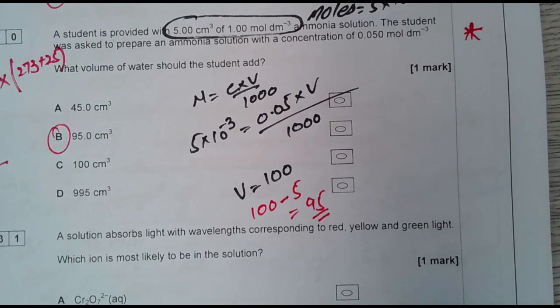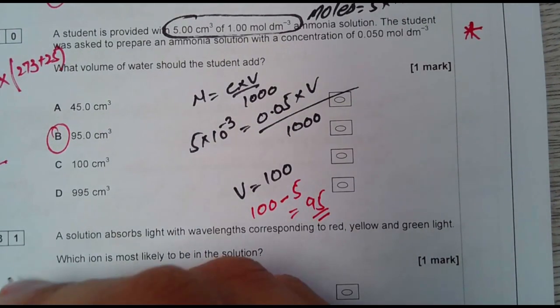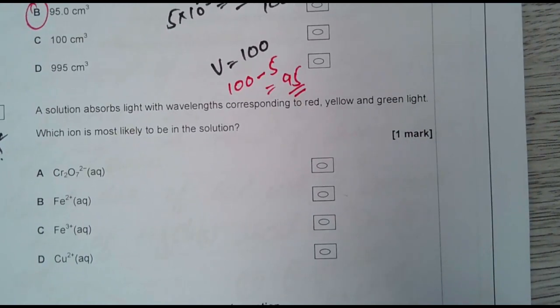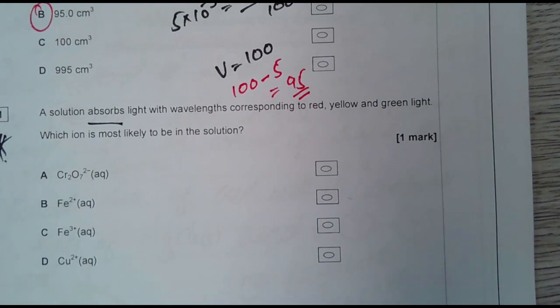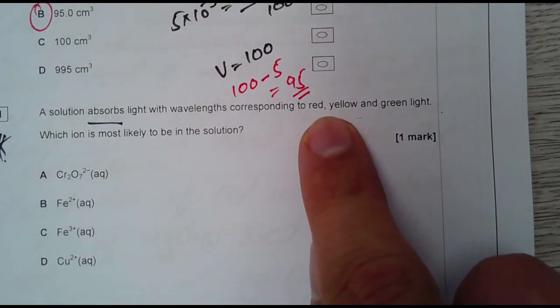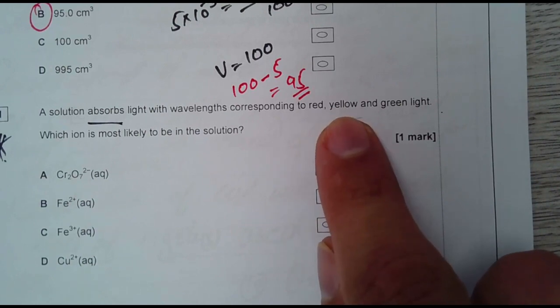Next question, I really liked it as well. Can you please put a star on this question as well? Here it says a solution absorbs light with wavelengths corresponding to red, yellow, and green light. Which ion is most likely to be in solution? Now it says it absorbs. What does this mean? If it absorbs, then these colors will not be visible. So red is not visible. The solution will not have any red color because the red color will be absorbed. Yellow, no. Green, no.